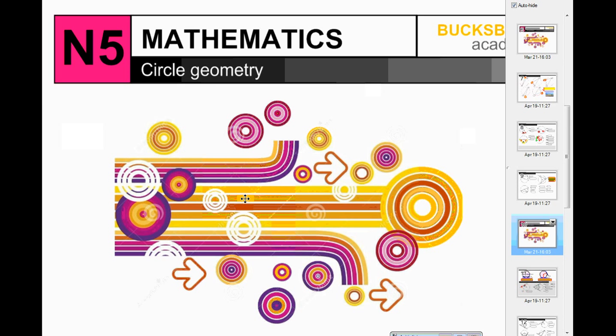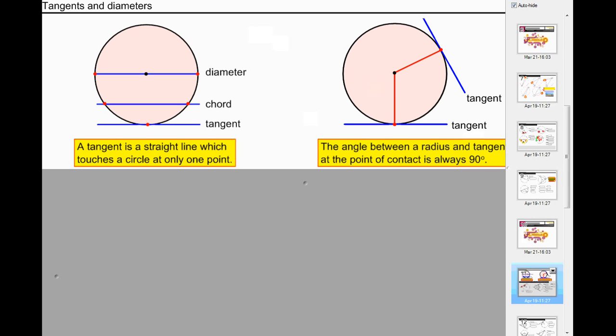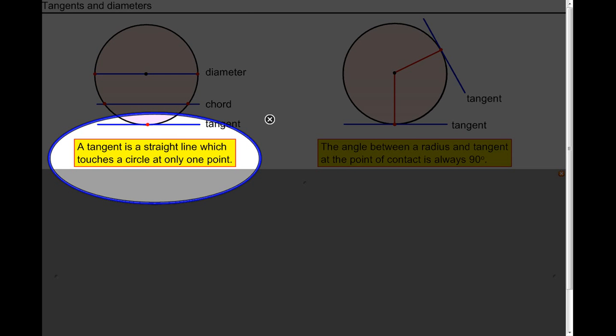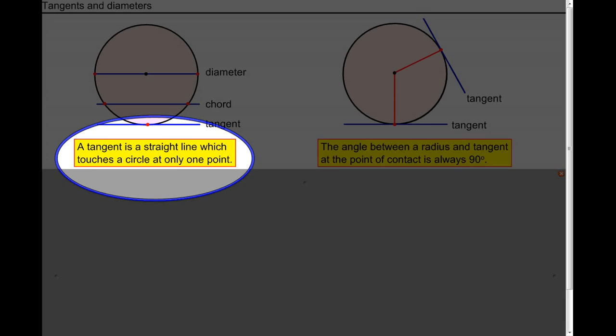This is the third video on the National 5 topic of circle geometry. In this video we'll look at tangents. Okay, so over on the left here, the definition of a tangent. A tangent is a straight line which touches a circle at only one point.